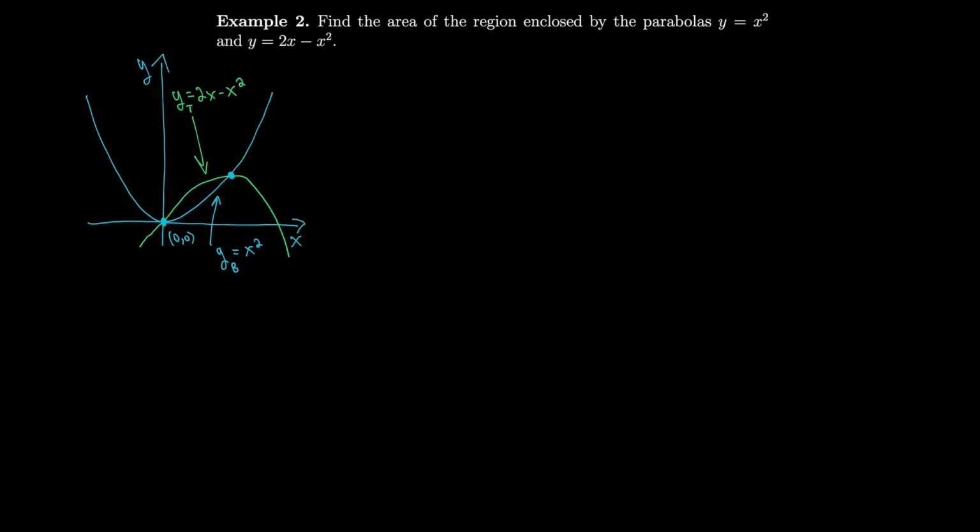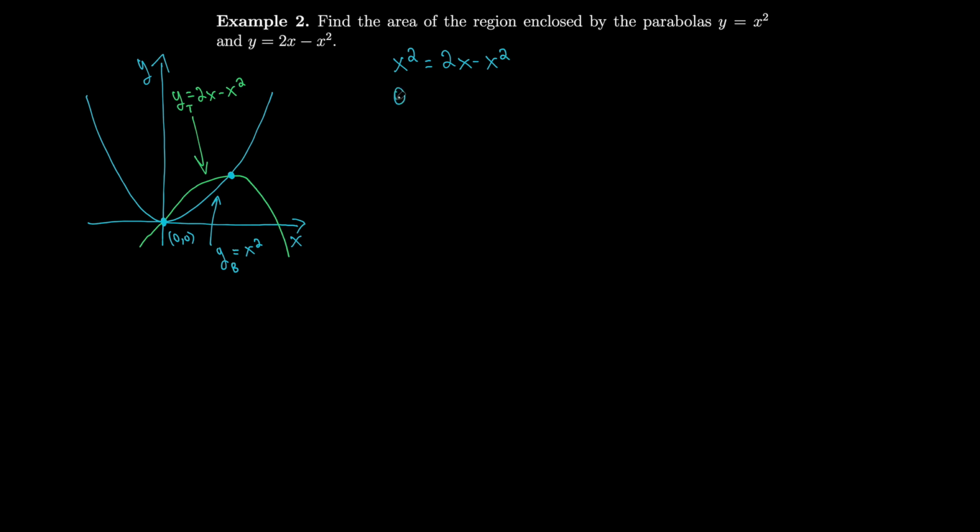But the other one, we probably have to actually do a little more work for. So let's see where they intersect. That is, let's see where x squared is equal to 2x minus x squared. That'll be when the two y values are equal.